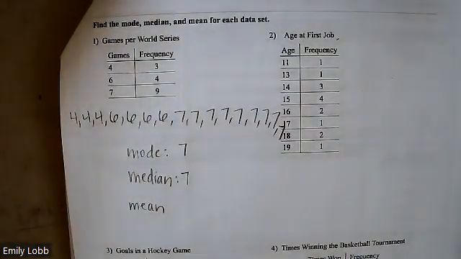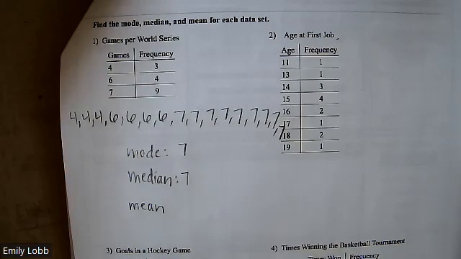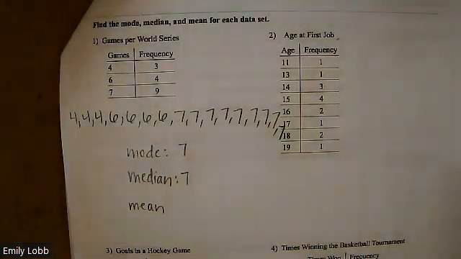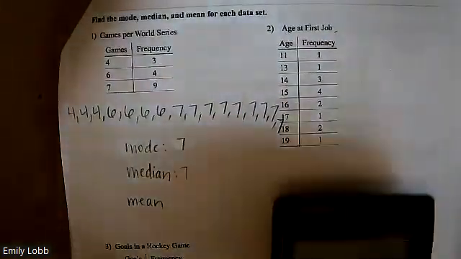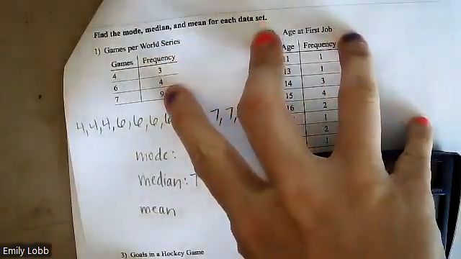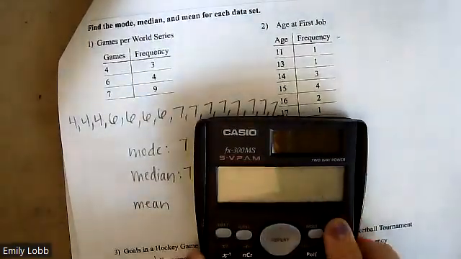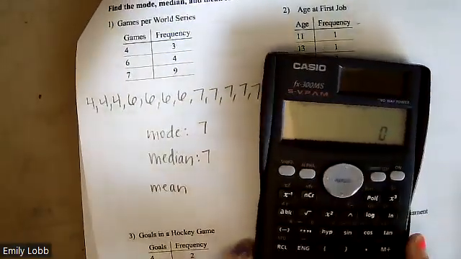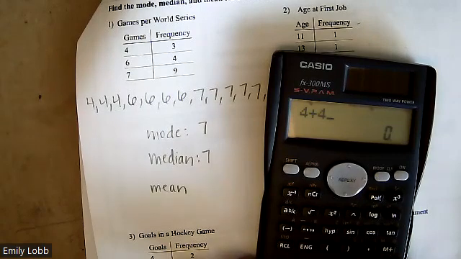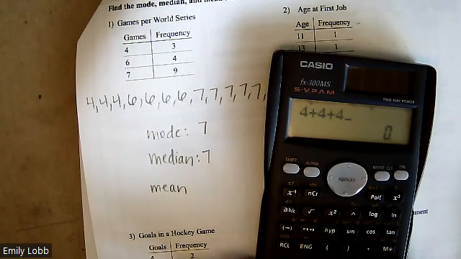And we're going to divide by the number of data values. Add them all up. And then what are we going to divide by? It looks like 7 plus 9. Then we're going to divide by 16. There's 16 data values. 4 plus 4 plus 4 plus 6.